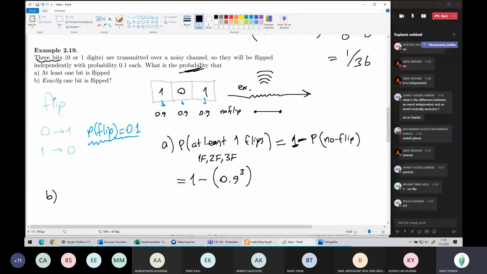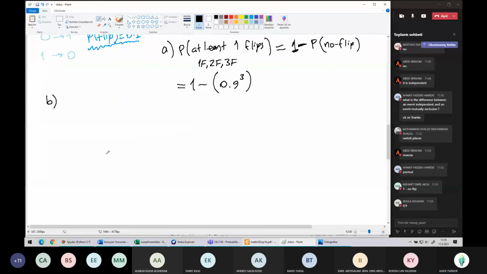Part B. Exactly one bit is flipped. Exactly one bit is flipped means, for example, the first one may flip. The first bit flips, the second doesn't, the third doesn't flip. Or alternatively, the first doesn't flip, the second flips. Or the third flips, no flip, no flip, flip. We have 3 alternatives.